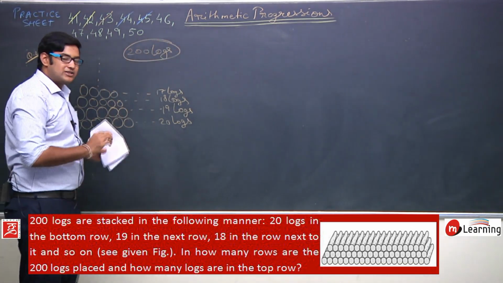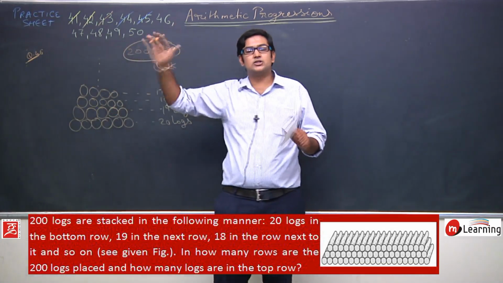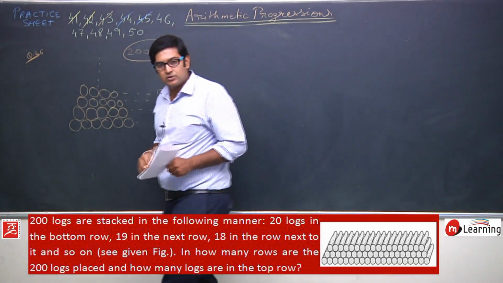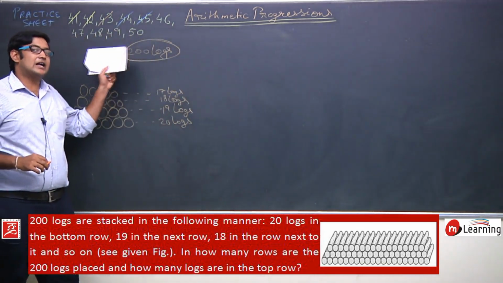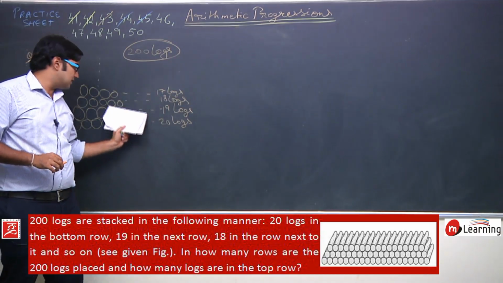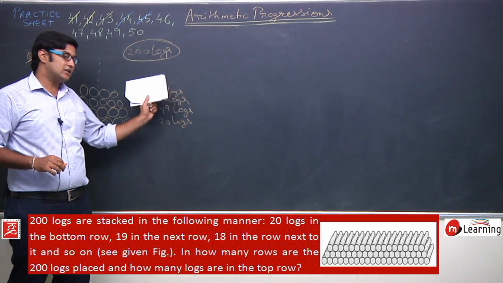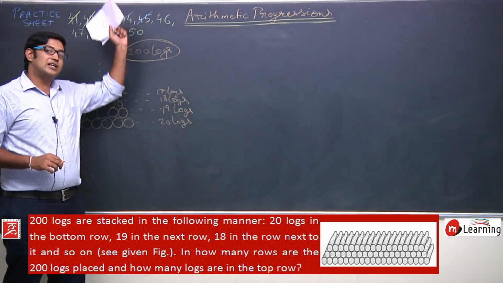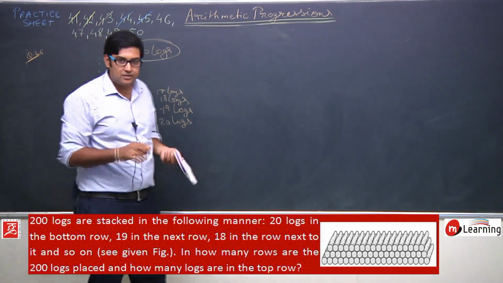When all the 200 logs are placed, this pattern will stop. Okay, वहां पर ये पैटर्न स्टॉप हो जाएगा. अब हमें ये नहीं पता कि ये पैटर्न जाके कहाँ पे खत्म होगा. मतलब इस पर्टिकुलर पैटर्न में ऐसा 20 का रो, 19 का रो, 18 का रो, 17 का रो, टिल विच पॉइंट इसमें रोज चलते रहेंगे ऐसा हमें नहीं पता.